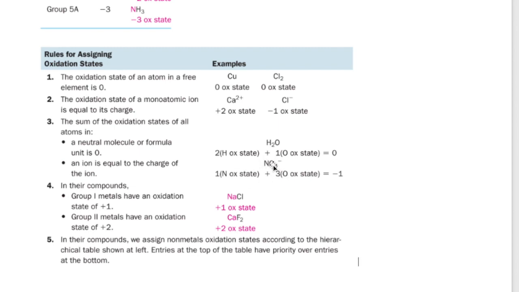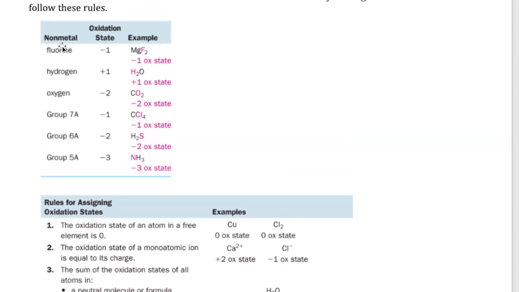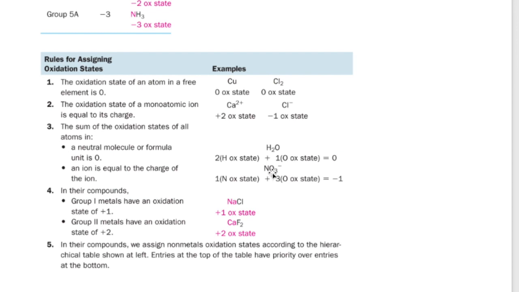So for example, if we have NO3, going back to the rules, we see that if we look from the top, oxygen has to be assigned first before we can assign nitrogen, which is a group 5A element. So oxygen has to be -2. If it's -2 and we have 3 of them, that means it's -6. What plus -6 will give you -1? That number has to be +5.